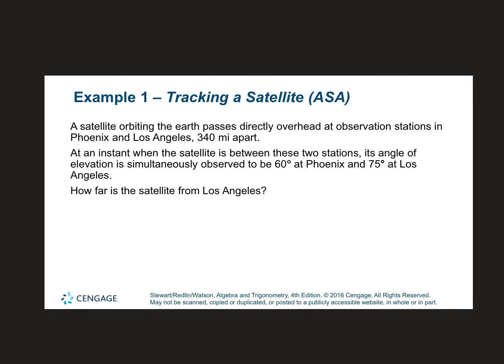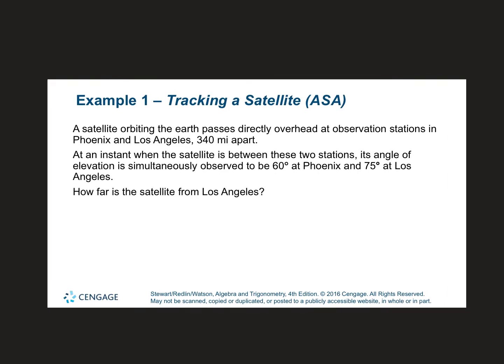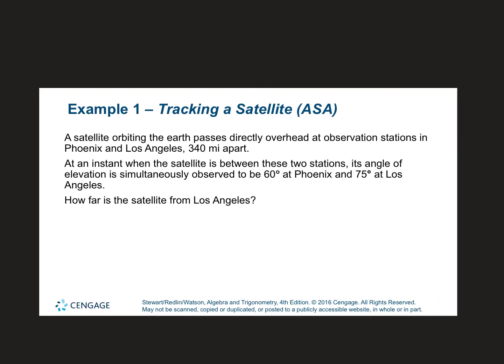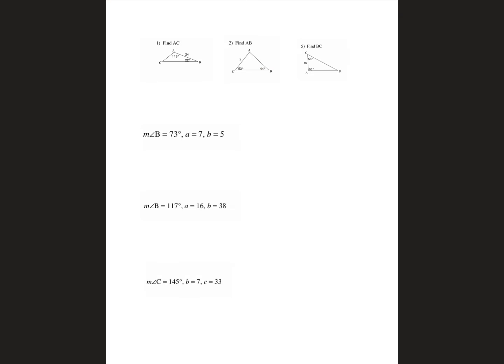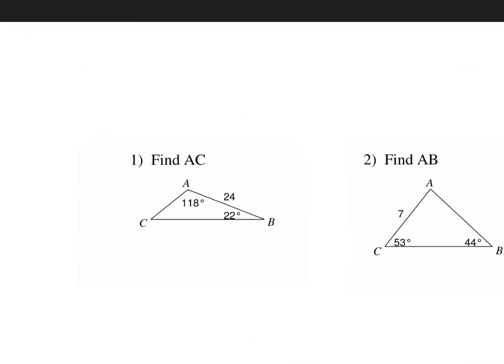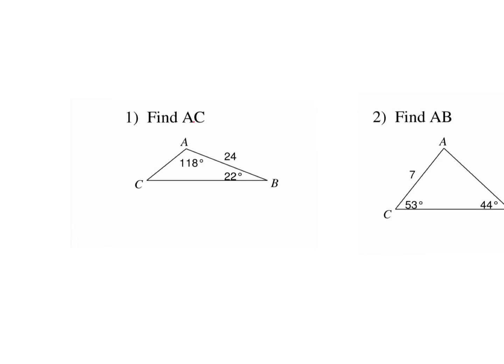This is obviously a word problem. We're going to get to word problems later on in the week. I didn't want to start off with a word problem, so we'll come back to tracking a satellite because you have to draw a picture. We're going to go over these 3 examples at the top and then the 3 at the bottom. Some of them have pictures, some of them don't. If you notice, the directions say to find AC. We're going to find everything in the triangle.